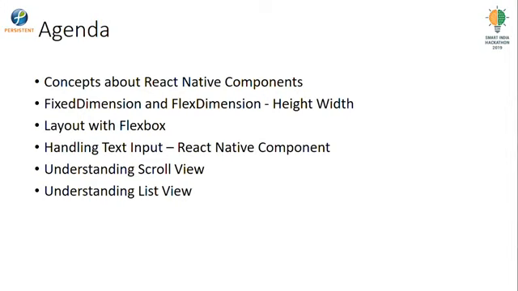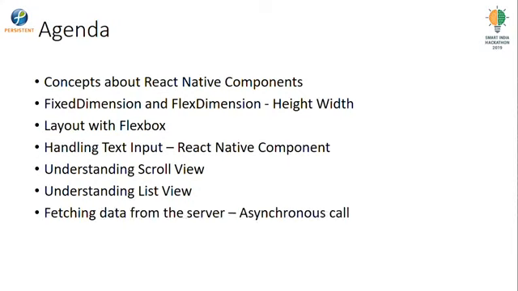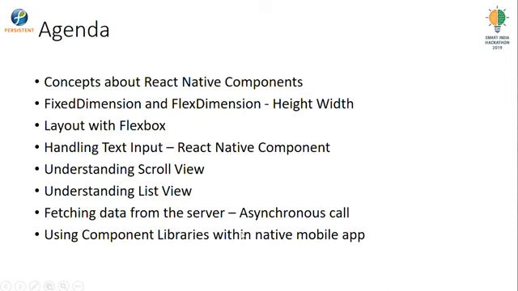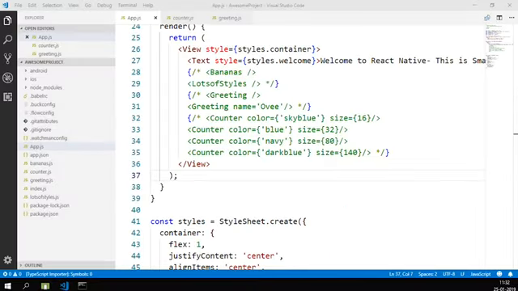Now it's going to be your mobile native application, great, but that might need some kind of data to be fetched from the server, because you just can't have the whole data stored on each and every client's device. So in that case, we need to understand fetching data from the server, that is going to be a kind of asynchronous call. So how React Native supports us to take care of this. And we are also going to see how we can use different component libraries within our native mobile app. So these are the things that we are going to see today. That is the agenda. So let's go for the first thing, that is dealing with the fixed dimension.